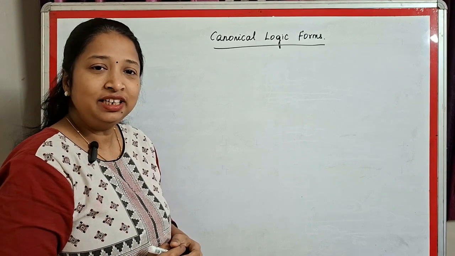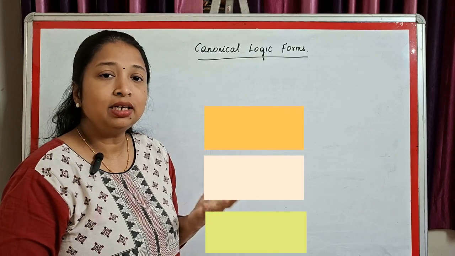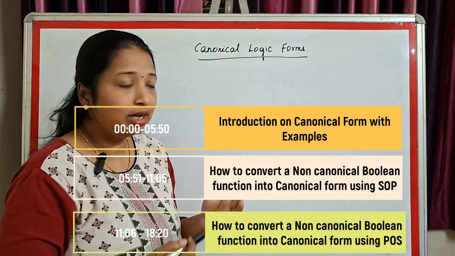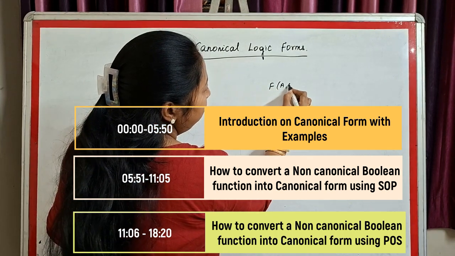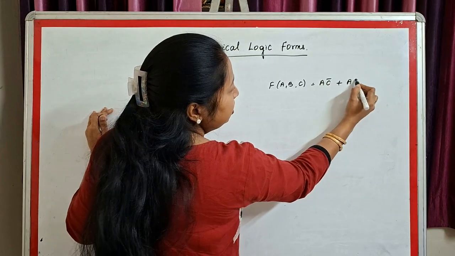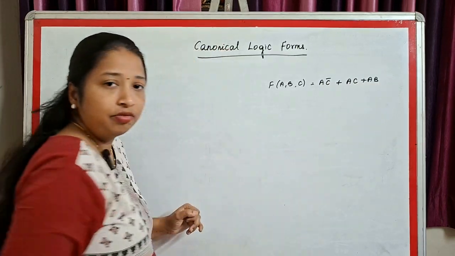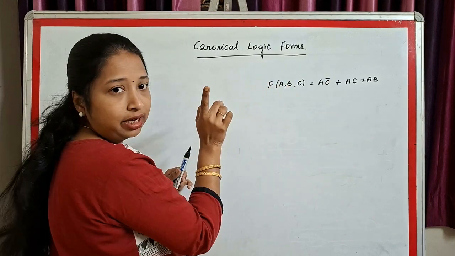Hello all, in today's lecture we are going to study canonical logic forms. What do you mean by the term canonical? Say, for example, let me take an expression like f(a, b, c) = ac' + ac + ab. Fine. This is called a non-canonical standard.